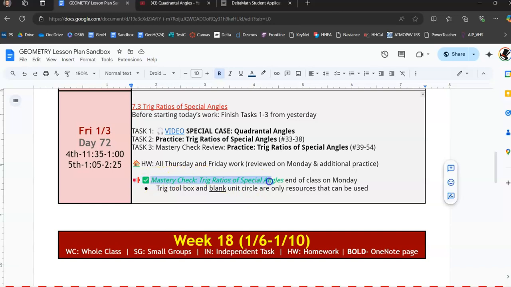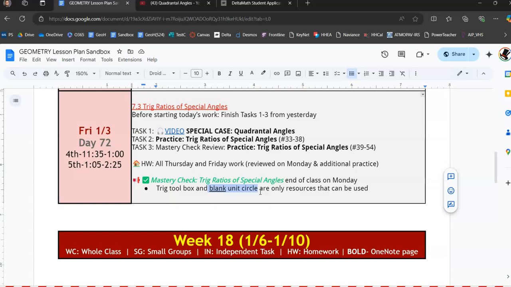And like I said, we will have that mastery check. And unlike other mastery checks, this is not fully open note. The only notes you will be able to use is a trig toolbox or a blank unit circle that I will have pre-printed for you. We'll talk more about that on Monday, of course.